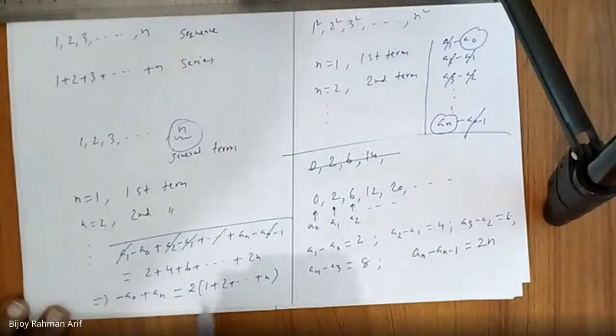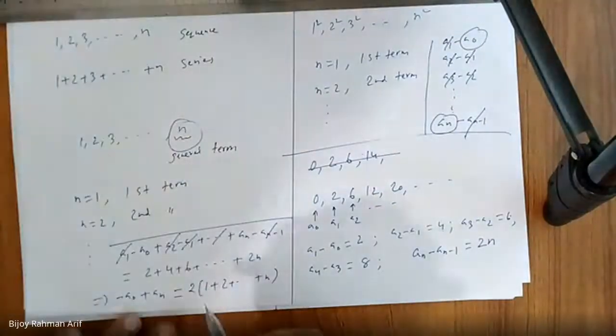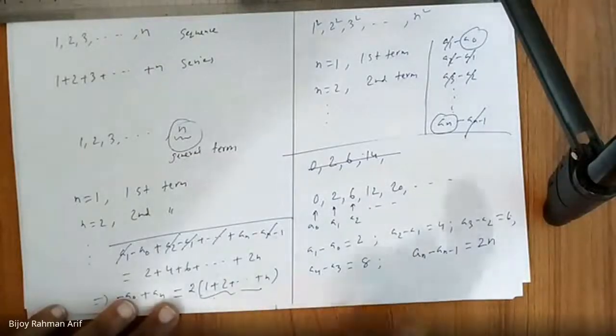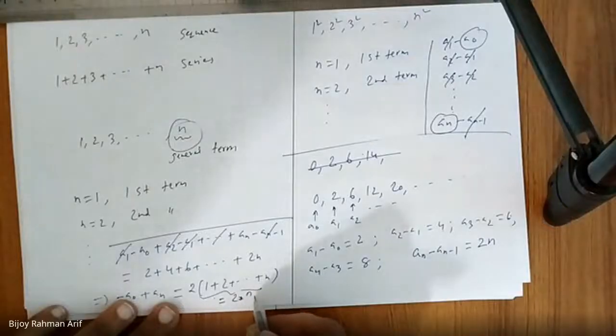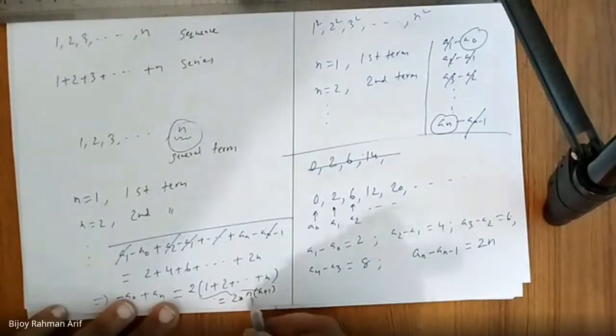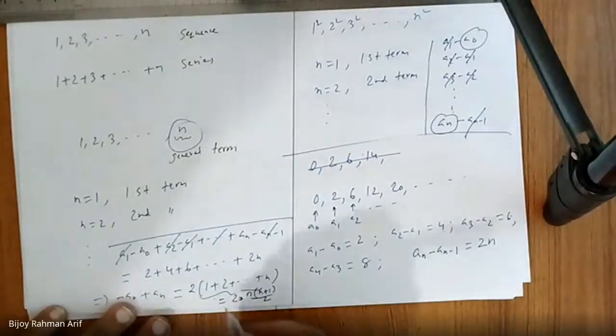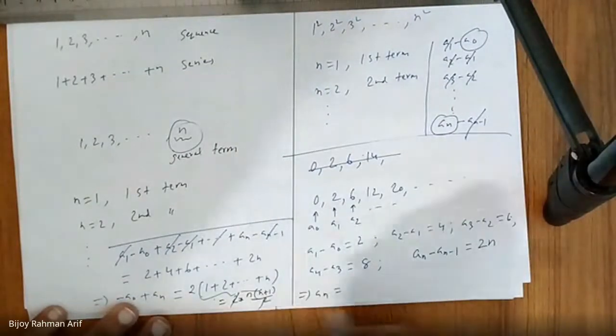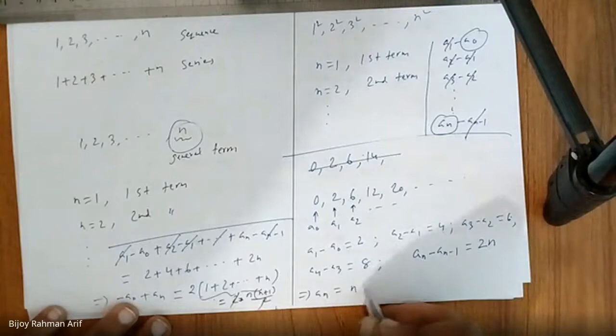An minus A naught is equal to 2 into 1 plus 2 plus dot dot dot n. We already know the value of this. What is the value of this? 1 plus 2 plus dot dot dot n is n into n plus 1 divided by 2. Am I right? The 2 cancels out. So finally, An is nothing but, what is the value of A naught? 0. So it is nothing but n into n plus 1. Did you get it?